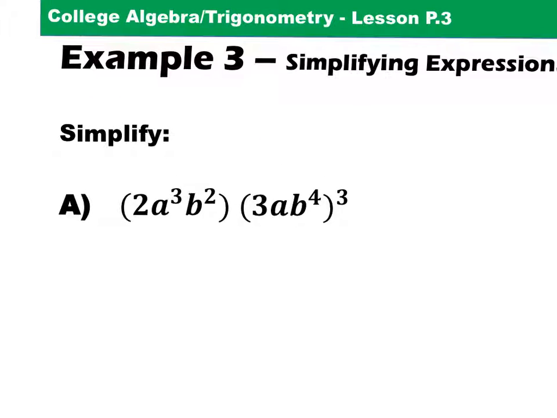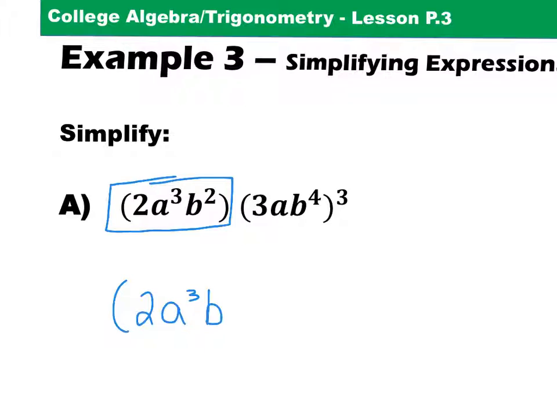Like this. There's a lot going on here, yeah? Okay. Look at the first parenthesis. Just look at this one right here. Are we multiplying the same base? No. Are we dividing? Anything like that? No. Do I have a power outside the exponent? Outside the parentheses that I have to do anything with? No? Okay, so I'm just going to rewrite this as 2a cubed b squared.